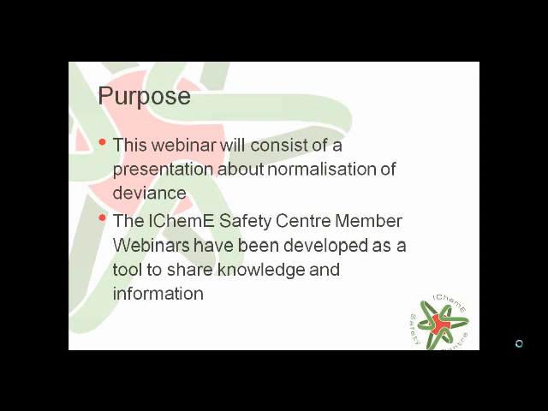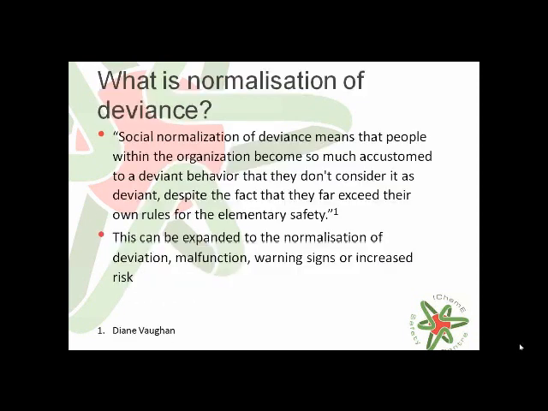So what is normalisation of deviance? The concept of normalisation of deviance was raised by sociologist Diane Vaughan in her 1996 book, The Challenger Launch Decision. Following this and the Columbia incident, she was then invited to join the Columbia Accident Investigation Board.